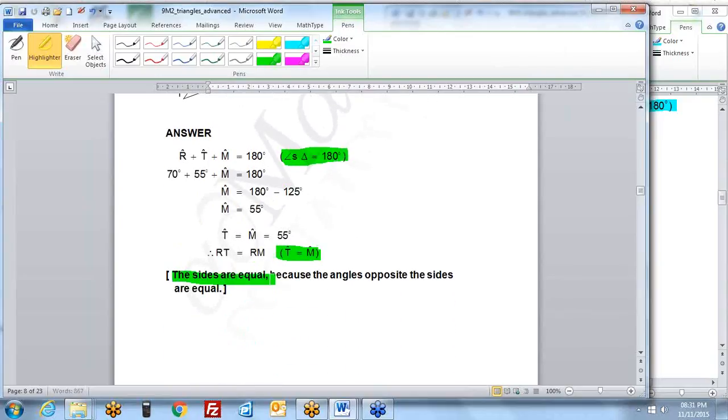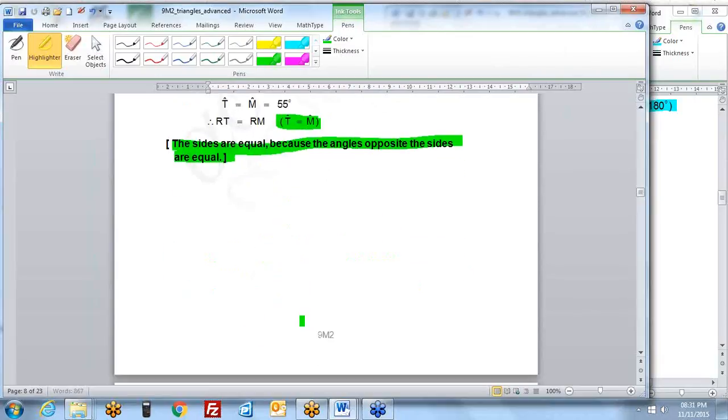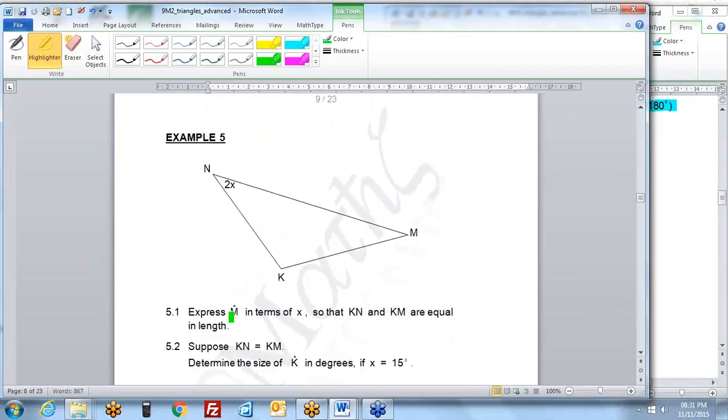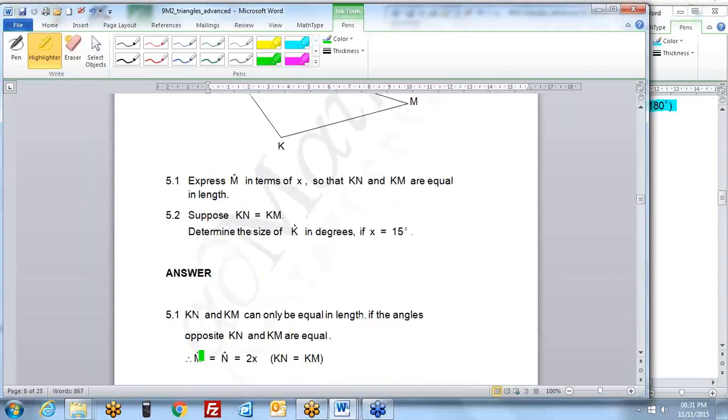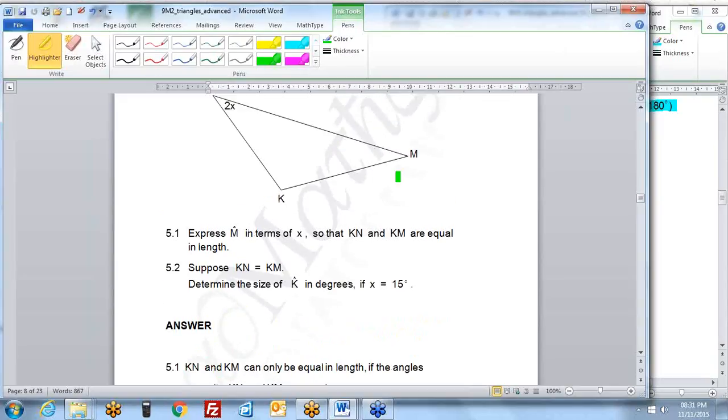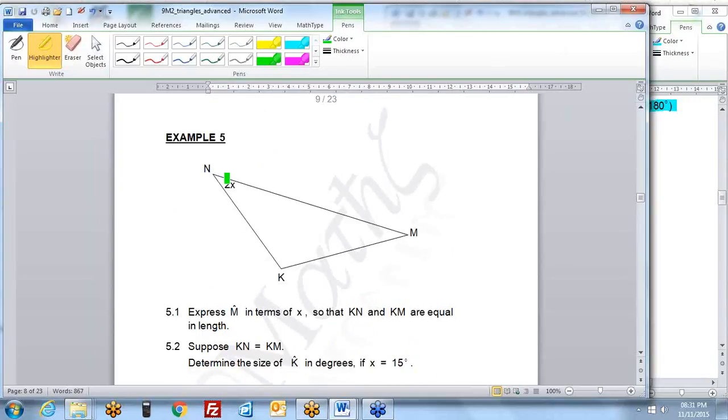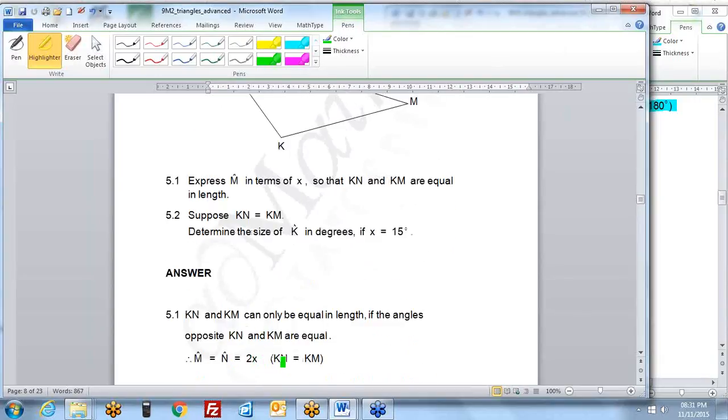The sides are equal because the angles opposite the sides are equal. Very, very important. Now example 5. Express angle M in terms of x so that KN and KM are equal in length. So KN and KM can only be equal in length if the angles opposite KN and KM are equal. So in other words, angle M and angle N should both be equal to 2x, because KN then equals KM.